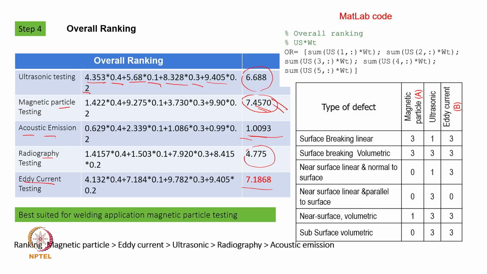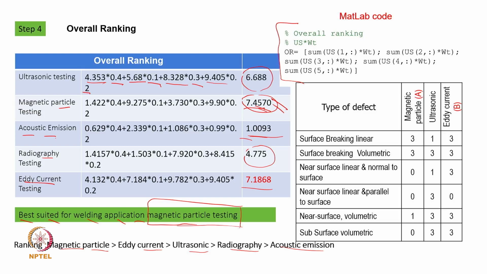If I go with the numerical value, I will say that magnetic particle is going to be the best, and the MATLAB code has also been written for this purpose. Now, we can say the best suited for welding testing purposes is magnetic particle testing, and it has been utilized extensively in the literature. Wherever there are these kinds of welding faults, magnetic particle testing is done extensively. And if you want the overall ranking, magnetic particle has the highest, then eddy current, then ultrasonic, radiography, and acoustic emission comes last.